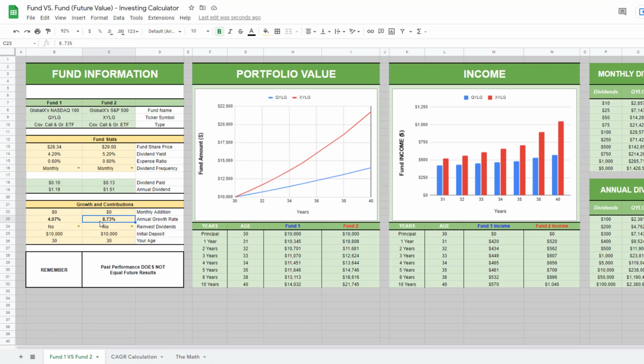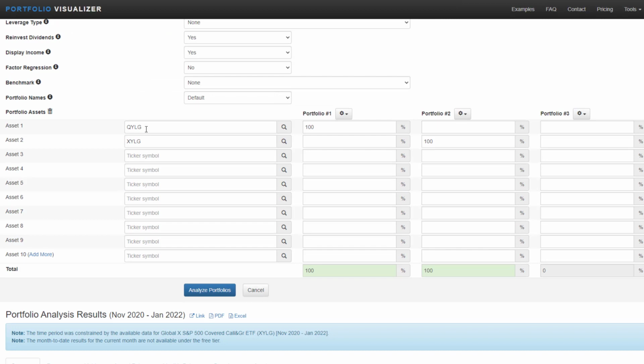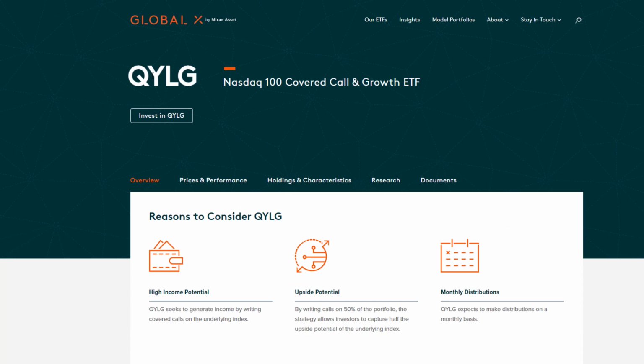And I would also like to take a look at the very short history of these two funds together. We'll take a look at this on portfoliovisualizer.com, where we take QYLG at 100% and XYLG at 100% and see how they perform over the course of the last 17 months.